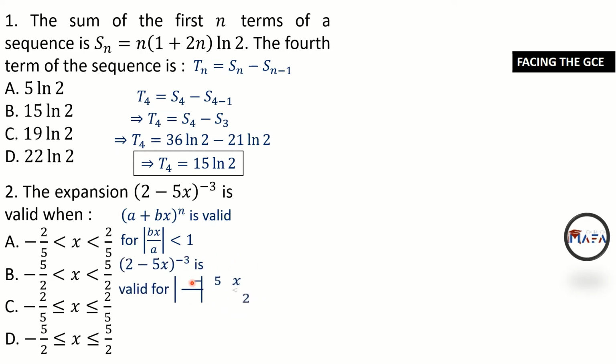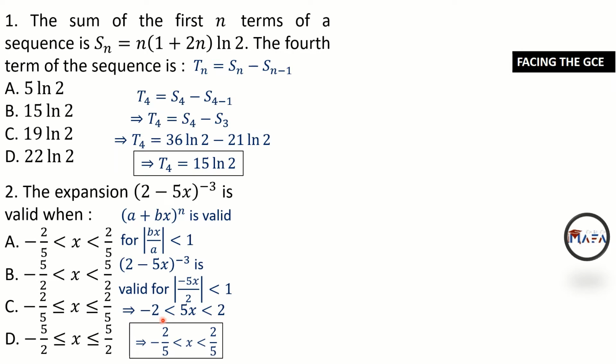In our case here, we have 2 minus 5x raised to the power negative 3. It means our a is 2, our b is negative 5. So for it to be valid, the absolute value of negative 5x divided by 2 should be less than 1. Doing all the necessary manipulations, we get negative 2 less than 5x less than 2. We can now divide also by 5 and we get negative 2 on 5 less than x less than 2 on 5. So option A is correct.